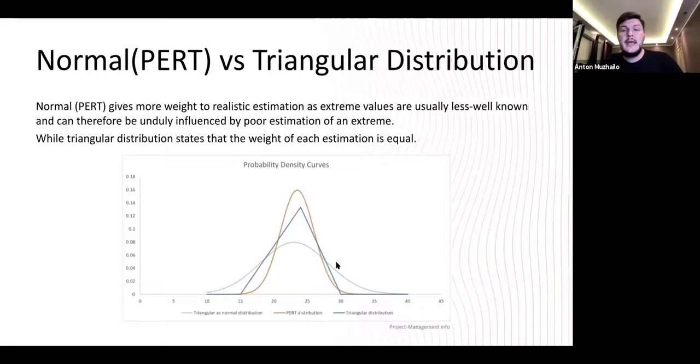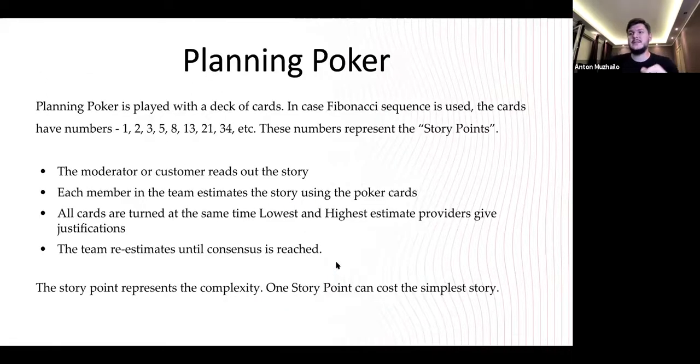Let's have a look at playing poker. This is another way of doing estimations, right? So we should also know how to do it in the proper way. So we know that playing poker is played with a deck of cards, right? So usually it's the Fibonacci sequence. But here's the thing. Many people do ask, hey, I saw the poker playing cards with a regular sequence of numbers, 1, 2, 3, 4, 5, 6, 7, 8, etc. Why do we need the Fibonacci sequence?